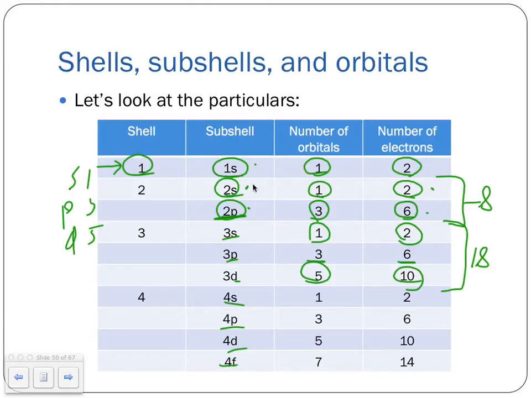First energy level only S, second energy level S and P, third S, P, and D, fourth S, P, D, and F. Fifth energy level would have S, P, D, F, and G. And then we can once again, based on what the subshell type is, whether it's an S or a P or a D, figure out how many orbitals are in each subshell, and then from that figure out how many electrons are in each subshell.